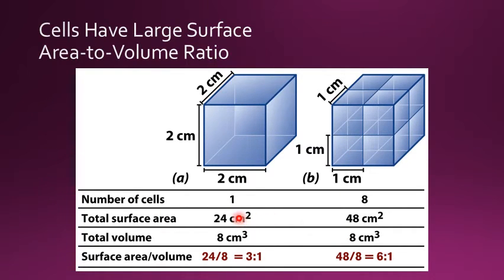So if there were only one cell there, the total surface area would be 24 centimeters squared. If there were 8 cells in that same area, the total surface area would be 48 centimeters squared. Regardless of how many cells there are, the volume would remain the same. But if it were only one cell, the ratio of surface area to volume would be 3 to 1, whereas when there's 8 cells there, the ratio is 6 to 1. So there's a lot more surfaces for things to be going on, and a lot less space to travel for macromolecules and nutrients once in the cell.